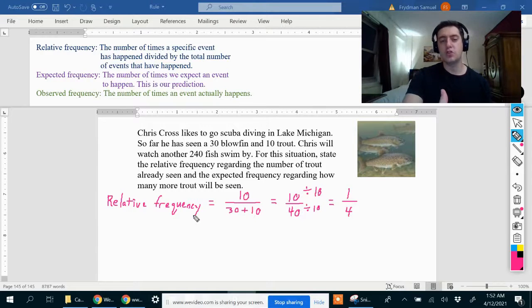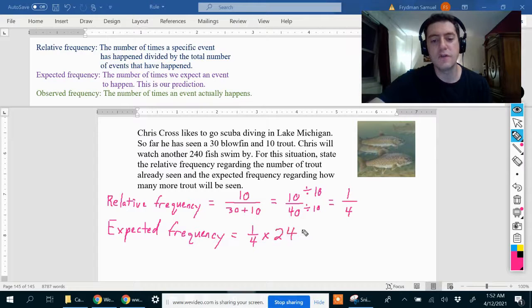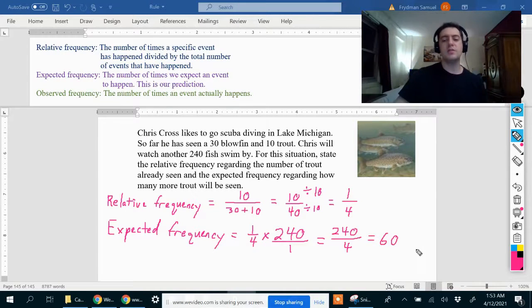Again, we expect the future to be much like the past. So this relative frequency is our probability, the probability that we're going to use to make predictions about the future. So if we want to figure out the expected frequency, what we expect to happen, we'll take our relative frequency and multiply it by the number of fish that Chris is going to see. He's going to see 240 fish. I can put that over 1 and then multiply the numerators and multiply the denominators. 240 divided by 4 is 60. So that is my expected frequency.